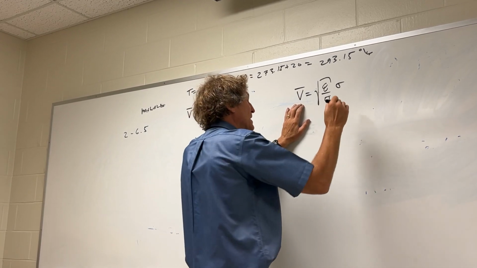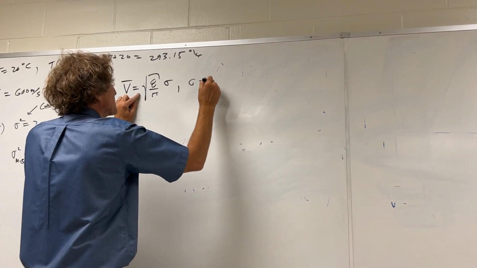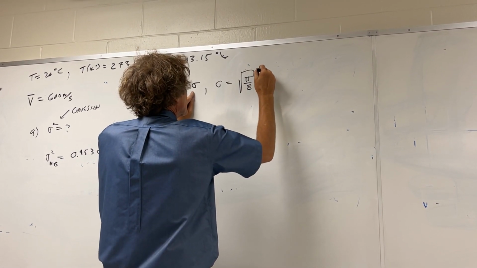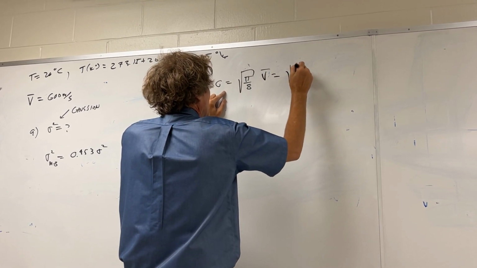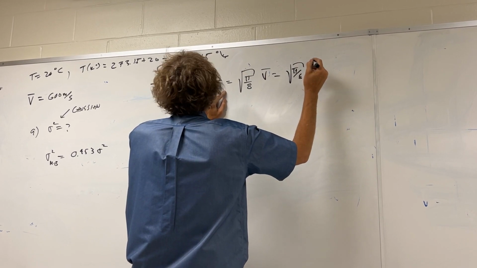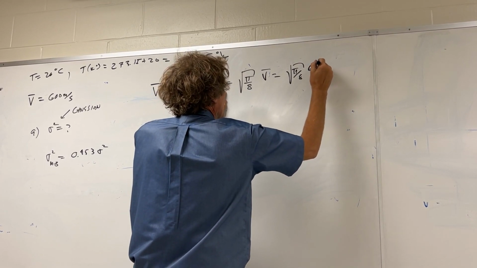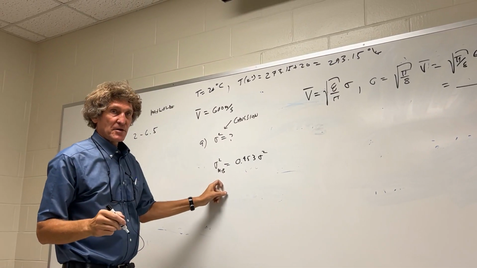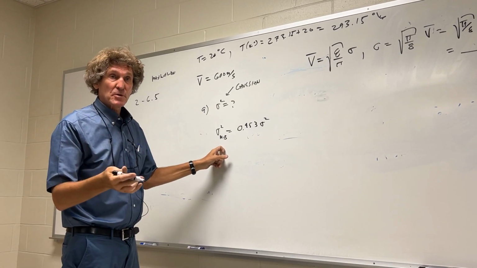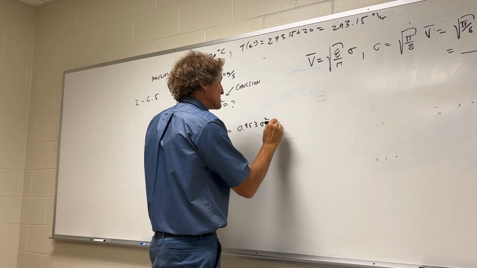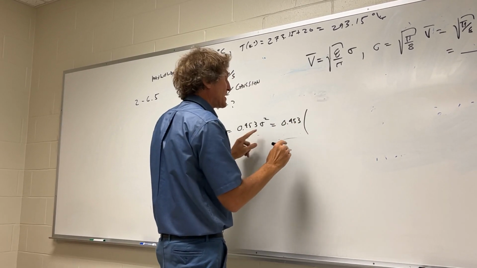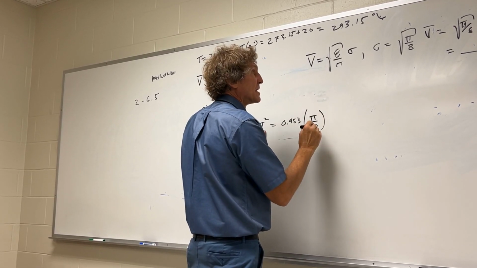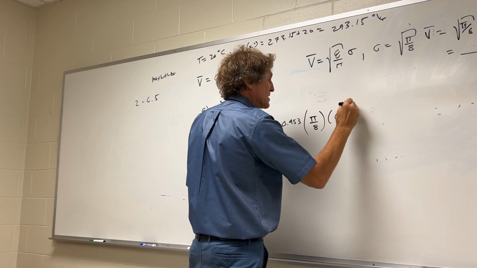Now, from that, you can see that sigma itself is going to be equal to the square root of pi over 8 times the average velocity. So in our case, it's square root of pi over 8 times v bar, and v bar was 600. To get the sigma for the Maxwell-Boltzmann, this is going to be 0.453, and then I have to take that value and square it. So it's really going to be times pi over 8, times 600 squared.